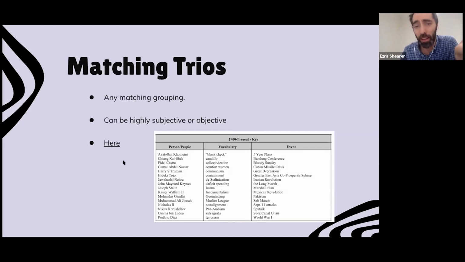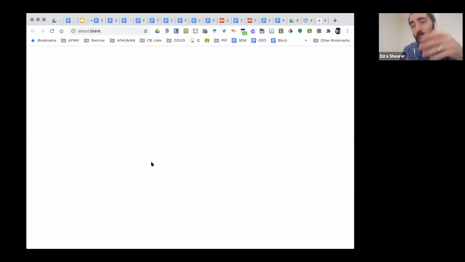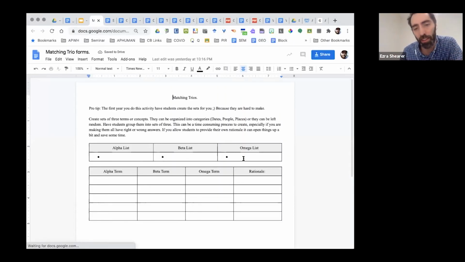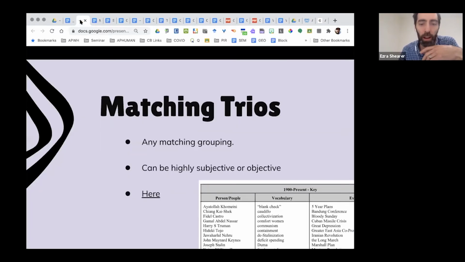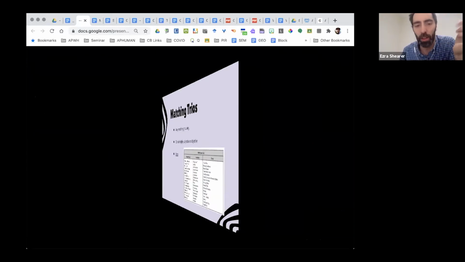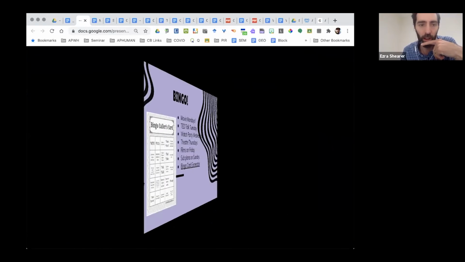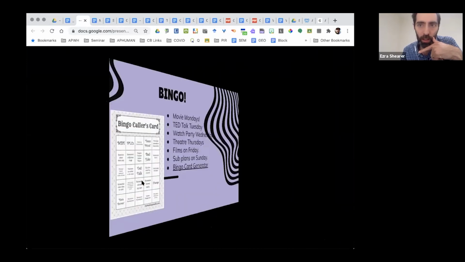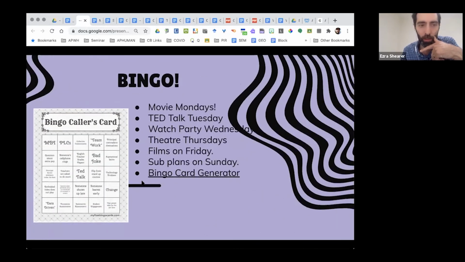And really, you can have students create this on their own. So they can make their own matching 3 sets, right? Where they generate the list here, and then they have a key, and they provide a rationale. The rationale is always useful, especially if they're doing subjective ones. Okay, all right. That's matching trios. I know I'm going pretty quick, but we're almost there. We got 13 more minutes.